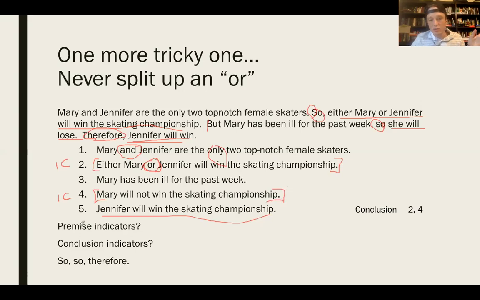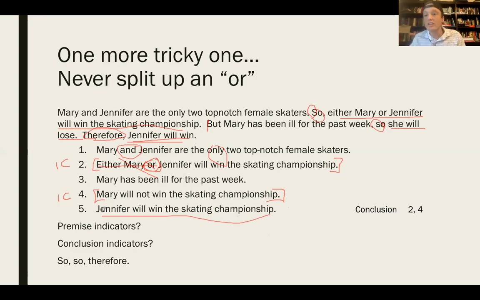All you have to do is think about it like this. Just look at this one. Either Mary or Jennifer will win the skating championship, right? All you have to do is delete one of them. No Mary, right? Therefore, you get rid of the or, and you got Jennifer will win the skating championship, right? And that is what this does. It eliminates one side, right? It basically just crosses this out. So then we know this must be true, right? Which is here. Does that make sense?